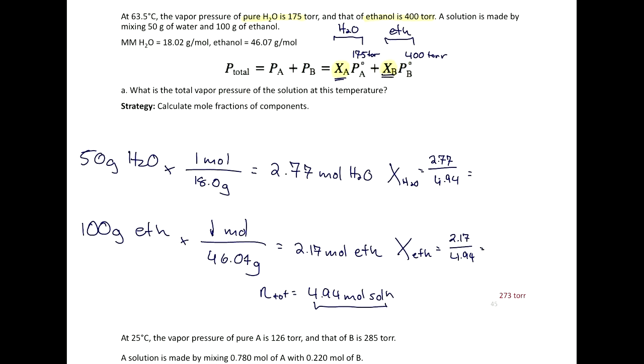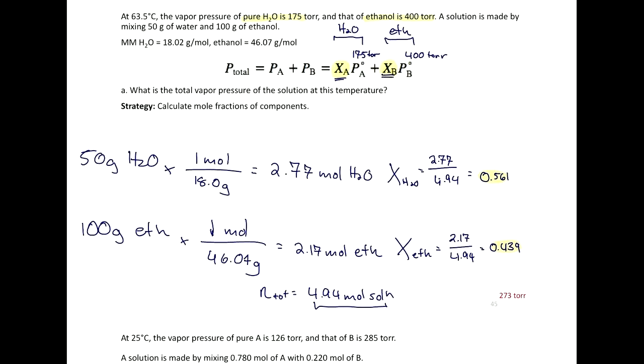All right? And so what we get is that this mixture is 0.561, so 56% water, and 0.439, so 44% ethanol. What's special about these two numbers that we just calculated, these two mole fractions? They should add up to 1. Yes, both these numbers should add up to 1 because those are the only two components I have. Okay. So those are my two mole fractions.